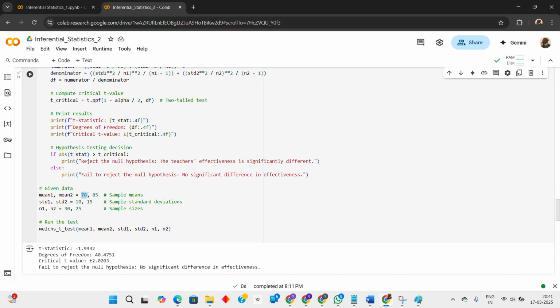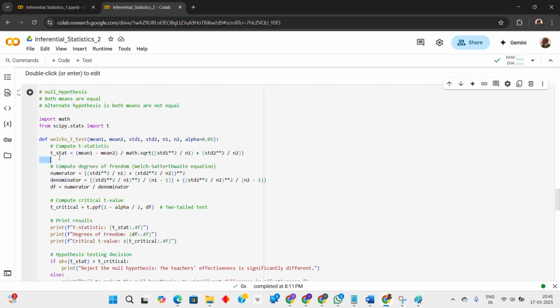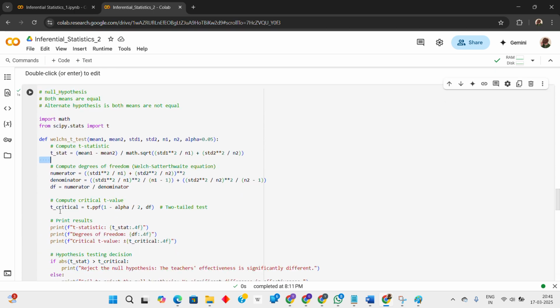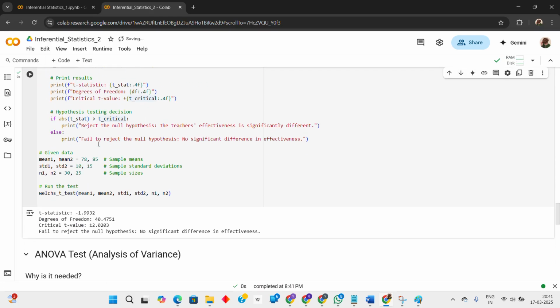Here the values are: mean of students 1 is 78, mean of students 2 is 85. Their standard deviations and numbers are like this according to the question. If we pass all those values here, first it will calculate the T statistic based on the formulation, and then it will calculate the T critical. Then we check whether the T stat is greater than the T critical or not. If yes, the alternate hypothesis is true, otherwise the null hypothesis is true.